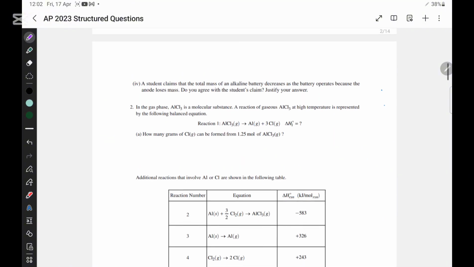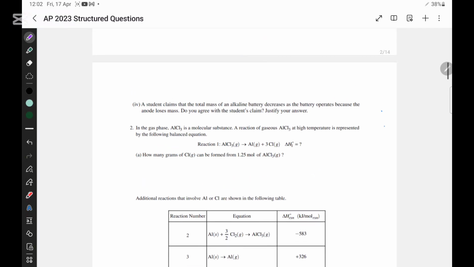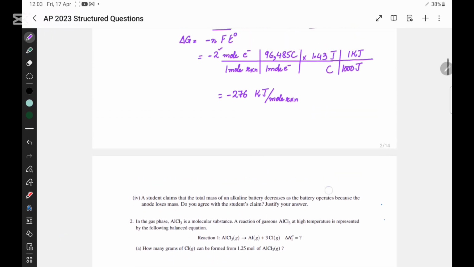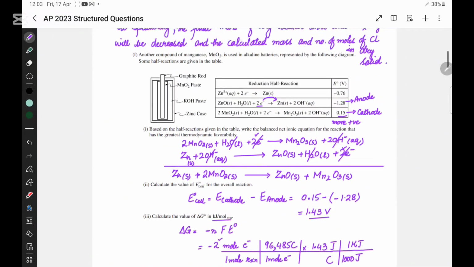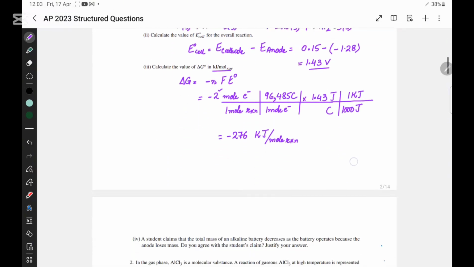The next question says, a student claims that the total mass of an alkaline battery decreases as the battery operates because the anode loses mass. Do you agree with the student's claim? Justify your answer. They are saying that the mass of the battery has been lost because the anode is losing its mass, but no gas is forming here. No gas has been forming during the reaction. So first of all, there is no loss of mass, because the battery is enclosed. So no change in total mass will occur.